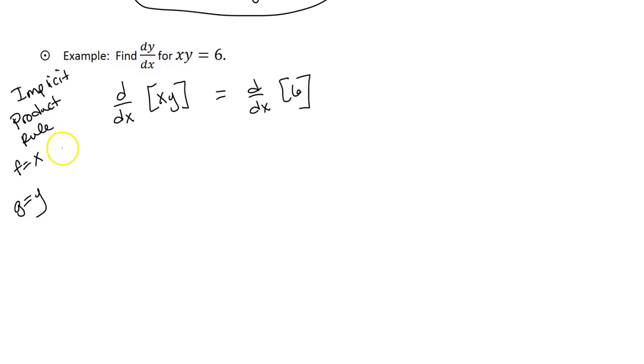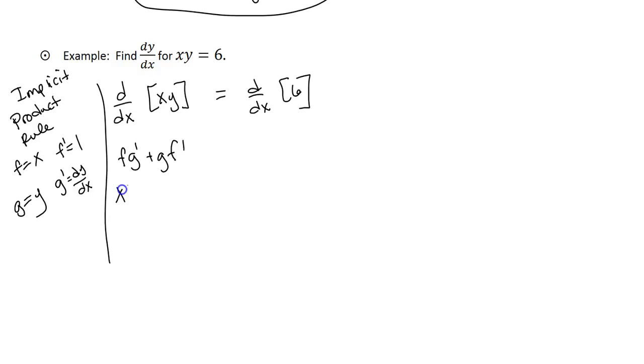Now when you go to find f prime, those variables are going to match. So that's just going to be 1. But when you go to find g prime, you're taking the derivative with respect to x of y. So this is actually going to be dy over dx. So for the product rule here, this is going to be fg prime plus gf prime. So that'll be x times dy over dx plus y times 1. And then, of course, the derivative with respect to x of 6 is just 0.